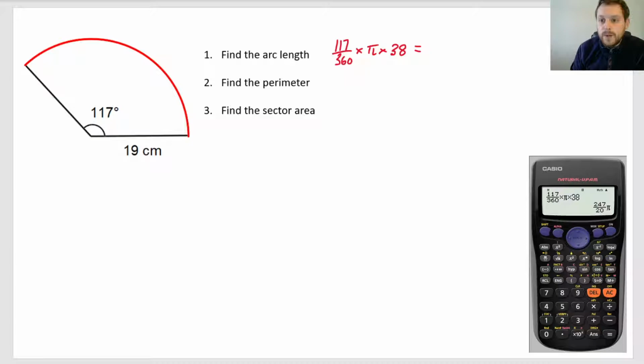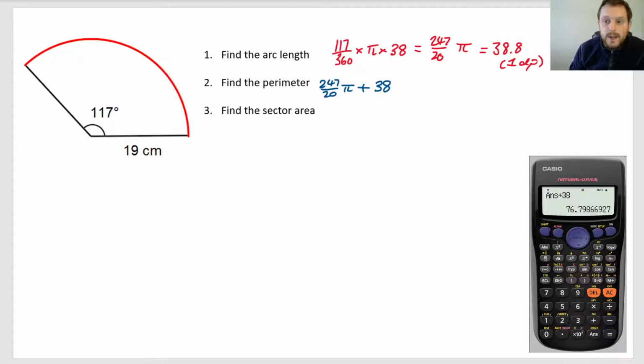So this is 247 over 20 pi, which to 1 decimal place is 38.8. Right, so that's that one. The perimeter is just going to be the answer we just had, so 247 over 20 pi, but then I've got to add 19 and add 19, which is me actually adding 38. So this would just be 38 more than this previous answer, so 76.8.